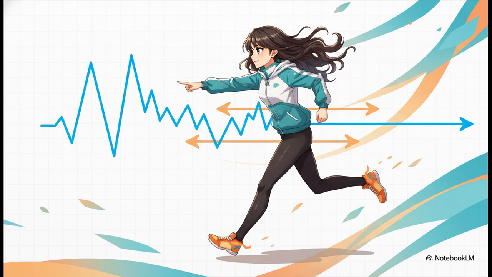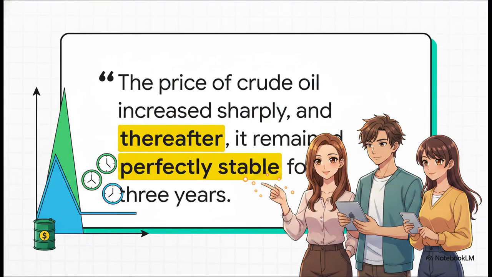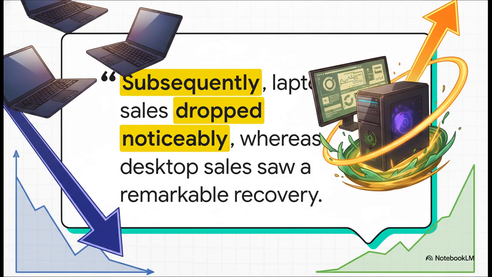To mark a clear turning point, use from this point onwards, and another very useful phrase is this was followed by. Let's look at an example with thereafter. The price of crude oil increased sharply to $50 per barrel, and thereafter, it remained perfectly stable for a period of 3 consecutive years. Subsequently is great for showing what happens right after. For example, subsequently, the sales of laptops dropped noticeably to 20,000 units, whereas desktop computer sales saw remarkable recovery.